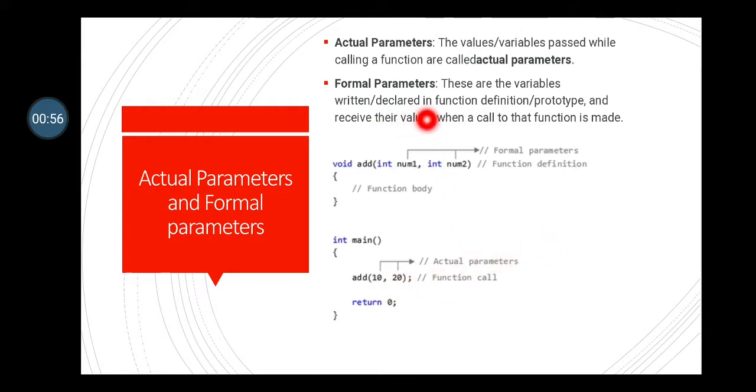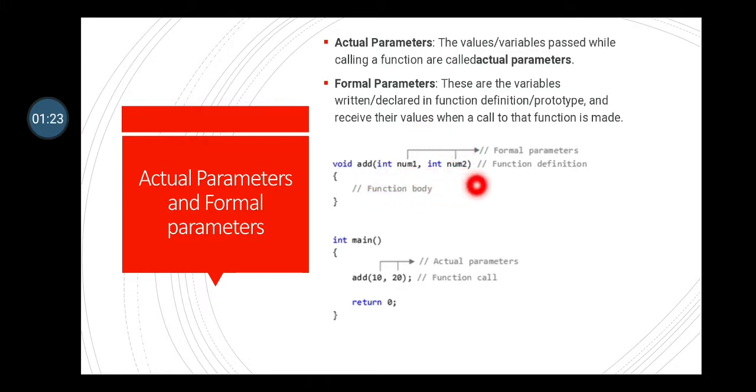Now formal parameters are the variables declared in the function definition or prototype, and they receive their values when a call to that function is made. As you can see over here, this is the function definition or the function prototype. The return type is void, add. Here integer number 1 and number 2 are the formal parameters which are passed inside the function.